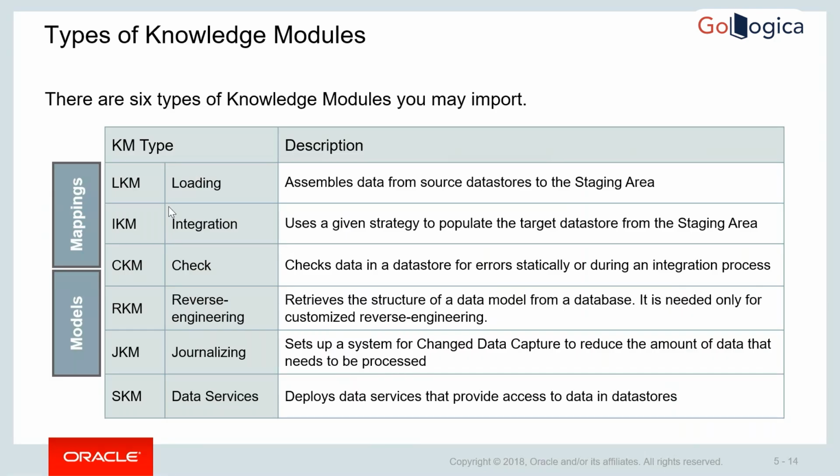And we have a JKM, the journalizing knowledge module, mainly useful for CDC implementation, change data capture implementation. And we have an SKM, which is for data services, mainly to access my data from the data stores. With the help of these APIs, we can access that data.